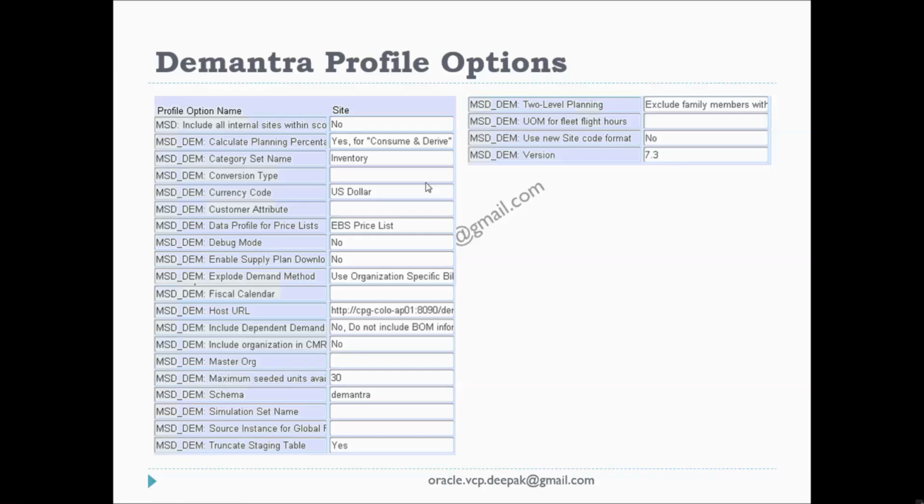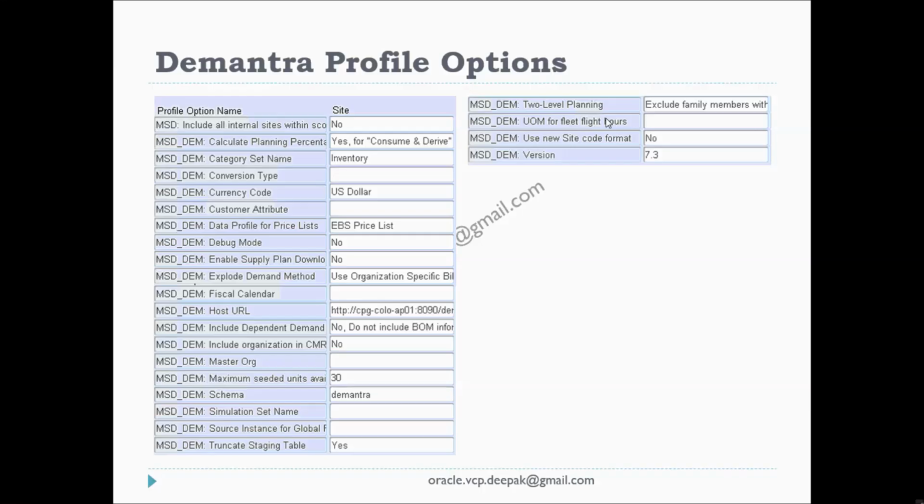And there are some profile options which are related to CTO. So if we are having CTO business, then we need to make sure that we are setting that up. For example, the master org in which we define the CTO bill or CTO model bill. Here is that include dependent demand. If you want to collect the model BOM, then there is a two-level planning. So these are all related to CTO.